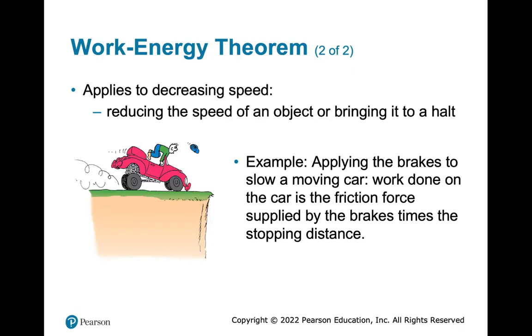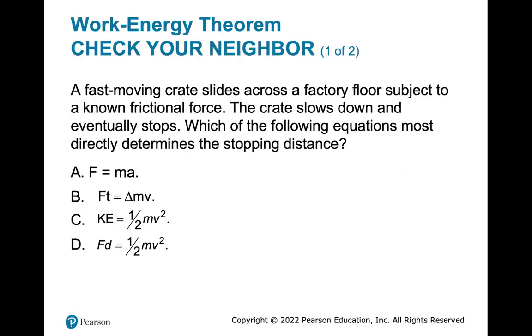Reducing the speed of an object or bringing it to a halt will also cause a change in kinetic energy, because V final is 0 minus V initial. You come up with a number. That's a change, that's a delta. So that's a change in the kinetic energy, and that requires work. Applying the brakes to slow a moving car, the work done on the car is the friction force supplied by the brakes times the stopping distance.